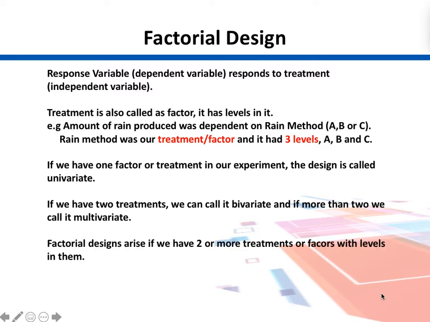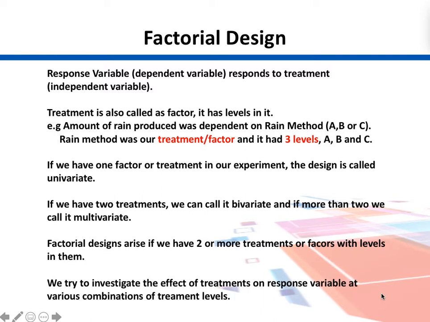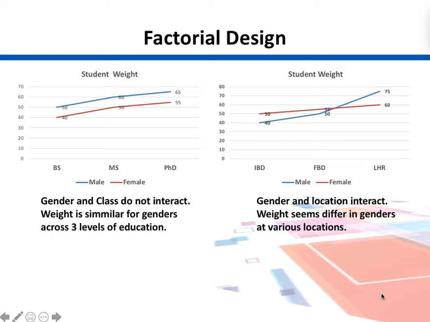Factorial designs arise if we have two or more treatments or factors with levels in them, and we try to investigate the effect of treatments on the response variable at various combinations of treatment levels. For example, here we are studying a bivariate design where the response variable, that is the student weight, we believe depends on the level of education, which has three levels, BS, MS, and PhD, and gender, that is male and female.